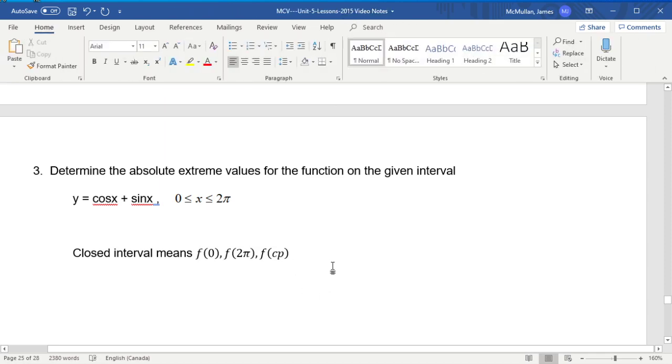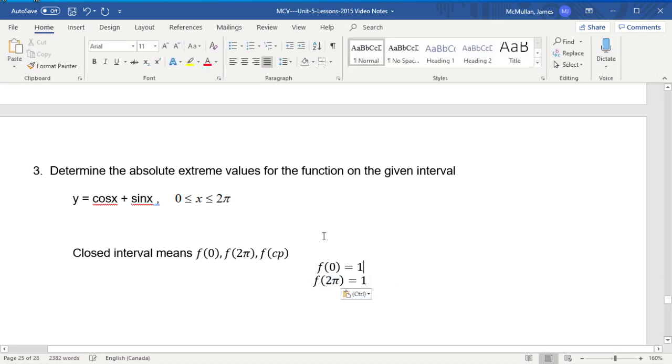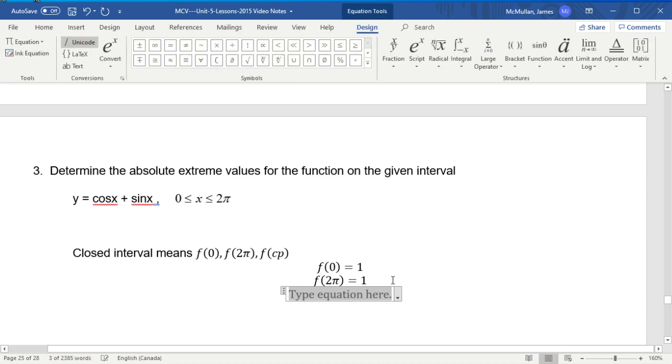Just looking at that equation, f of 0 is going to be 1. So f of 0 is equal to 1. The reason being cos of 0 is 1, sine of 0 is 0, so you add them together. And 2 pi is obviously the same value as 0 was, because it's a period of 2 pi. One period later, you'd have the exact same value. So now what we're looking for is the extreme values. In order to find that, we need to find the derivative.